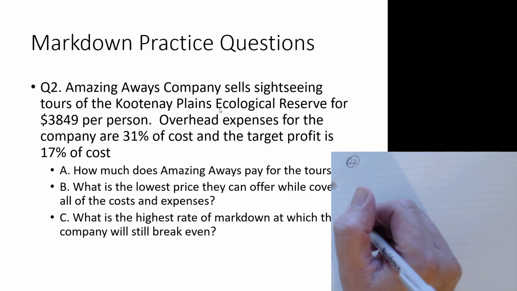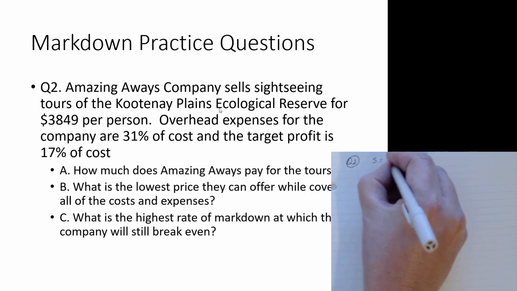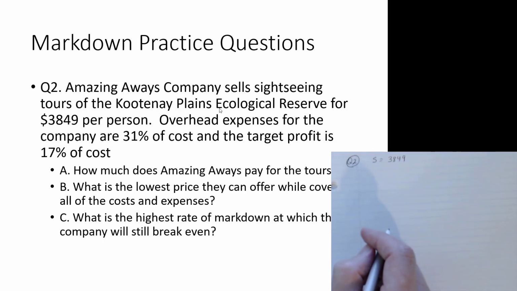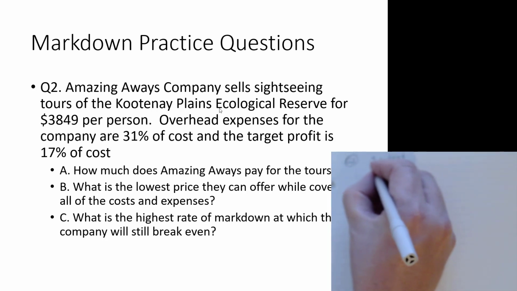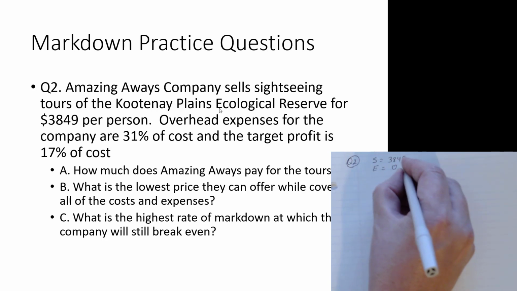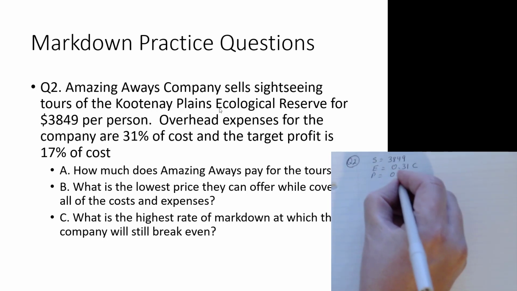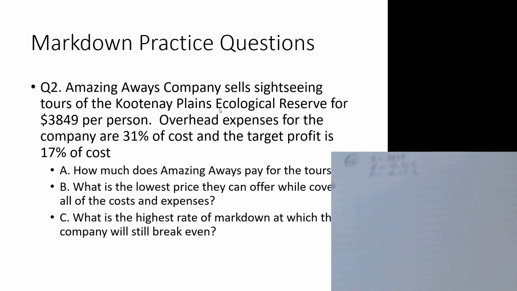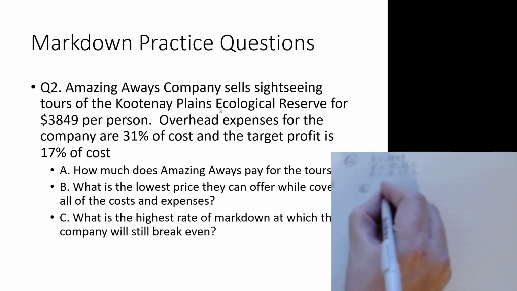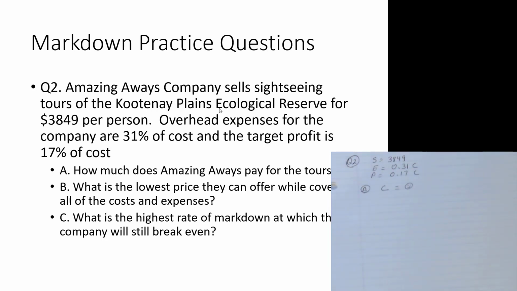And it sells these things for $3,849. So sales price $3,849. Overhead expenses are 31% of cost. Target profit is 17% of cost. So like we had in a previous question, we don't have numbers for E and we don't have numbers for P, but we do understand the relationships. So E is equal to 0.31 times by cost, and profit equals to 0.17, again, times by cost. How much does Amazing Aways pay for the tours? So how much do we pay for that? Which means we are looking for our cost.